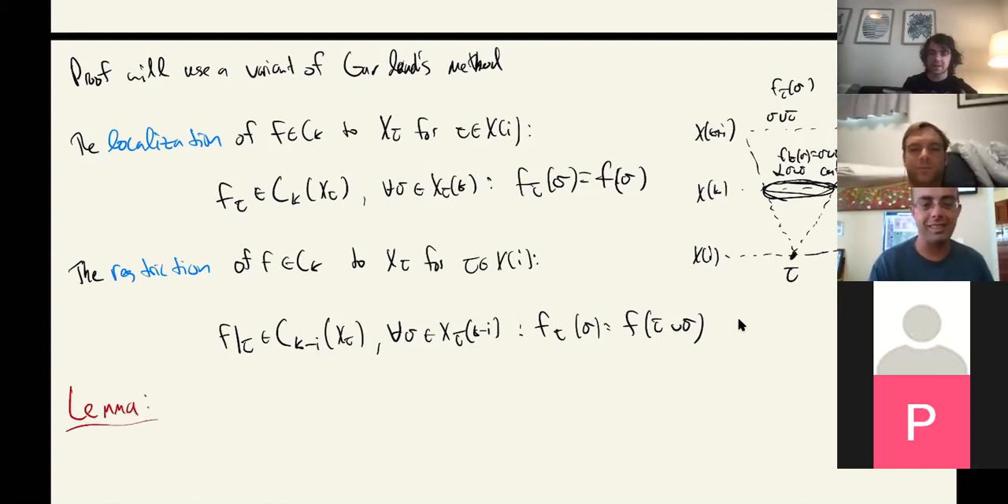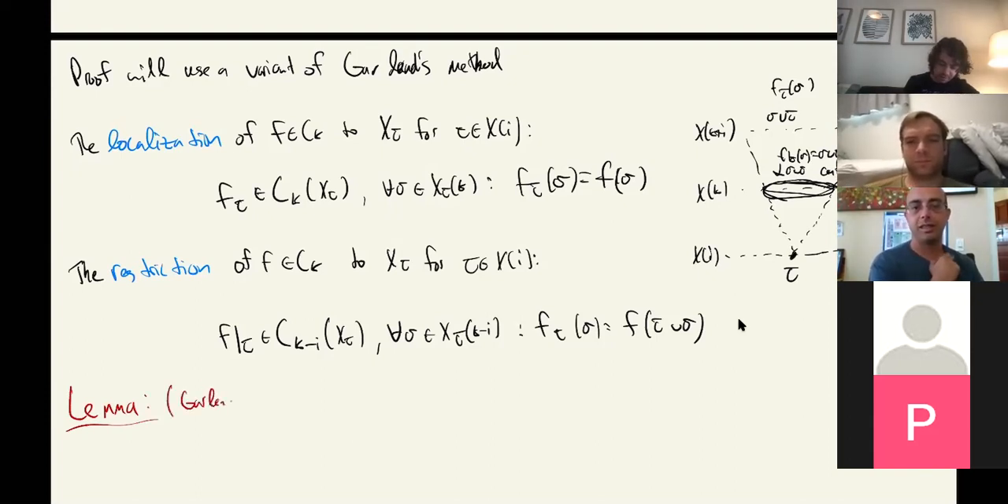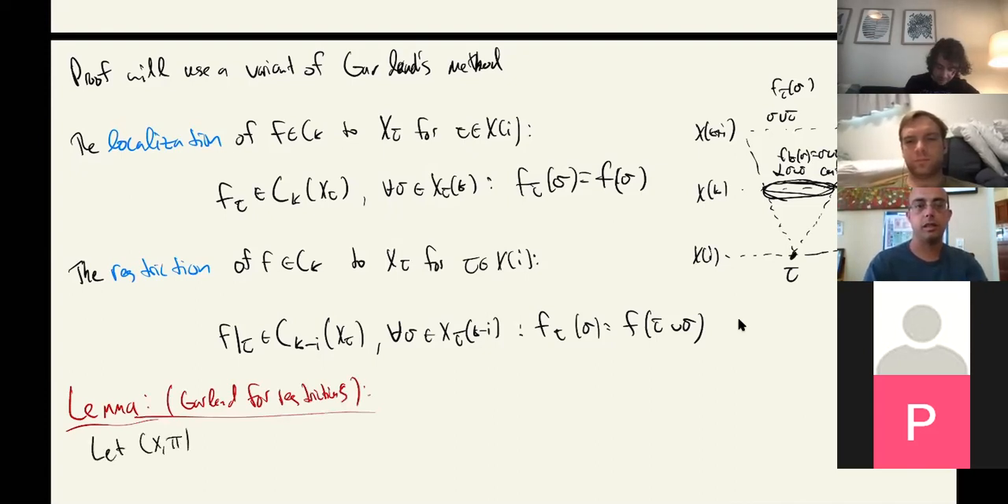Okay, so let's go ahead and see our variant of Garland's method for restrictions. So I'll say Garland's for restrictions. Okay, so we have the standard setup. So let (X, pi) be a d-dimensional complex.